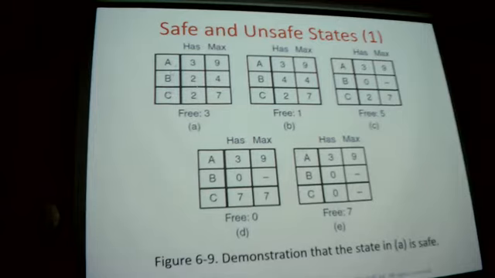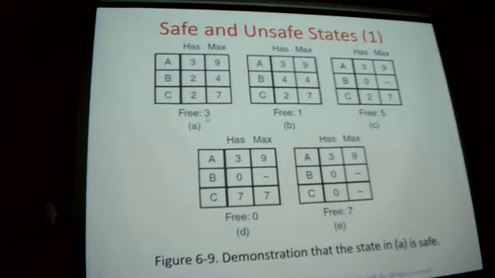The second column means the number of resources owned by each process, and the last column means the number of resources required by each process. For example, the first line is about process A, and process A owns 3 resources, but in fact it requires 9 resources. This is the meaning of this table.